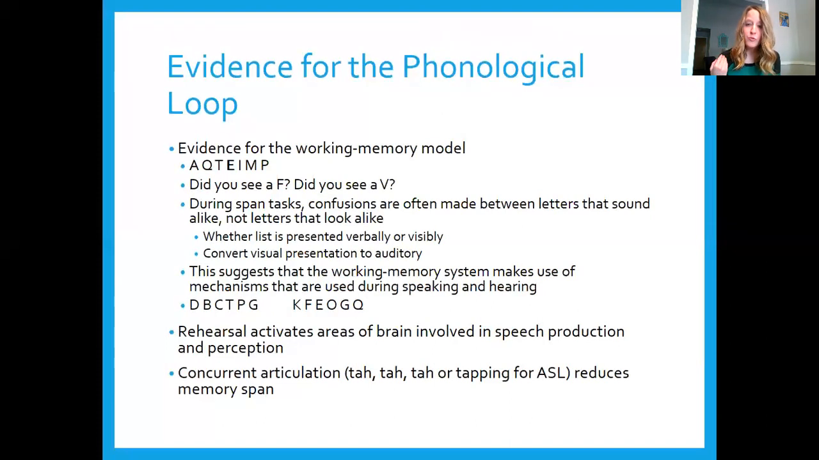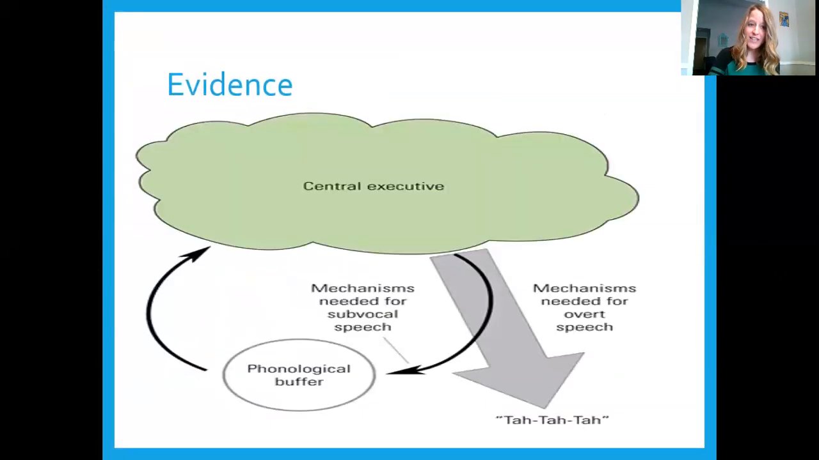If participants are asked to memorize a list of letters and simultaneously say out loud, ta, ta, ta, it disrupts their later recall performance. They couldn't rehearse the letters and repeat ta, ta, ta out loud simultaneously. What's fascinating is that the same type of interference occurs for individuals who speak American Sign Language if they are asked to move their hands while they are engaging in this memorization task. So the same area of the brain that controls hand signing is involved in internal rehearsal for individuals who speak American Sign Language.